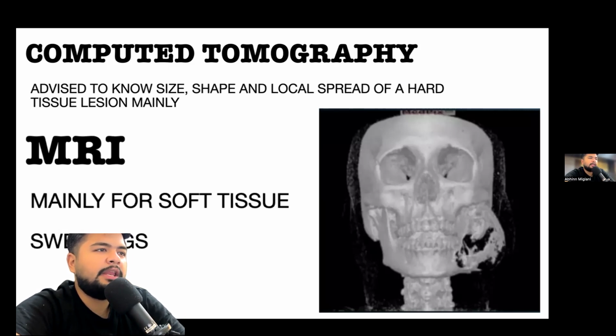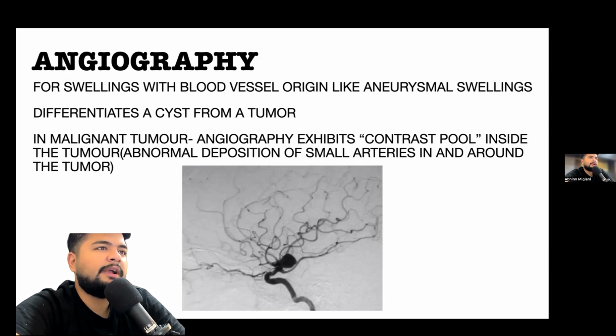So MRI mainly for soft tissue swellings. Angiography for swellings with blood vessel like origin, like aneurysmal swellings, differentiates a cyst from a tumor. In malignant tumors, angiography exhibits contrast pool inside the tumor, for example, abnormal deposition of small arteries in and around the tumors.